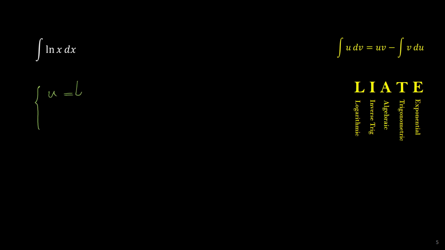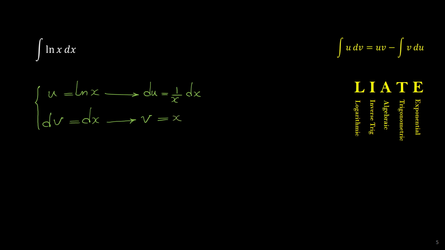We choose u as ln of x and dv as dx. From u we take the derivative. The derivative of ln of x is 1 over x. And from dv we take the integral. The integral of 1 dv is v, and the integral of 1 dx is x.